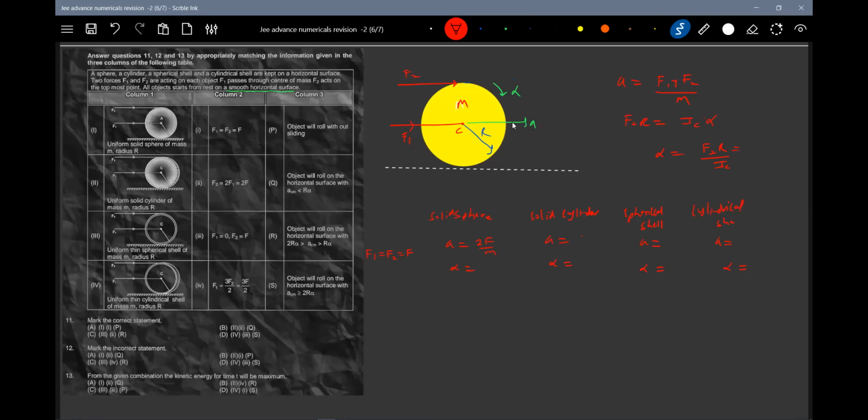Two by 5, so 5F by 2M. Check it now. Put R alpha, compare R alpha with A. I think A is less than R alpha. Yes, sir, A is less than R alpha.